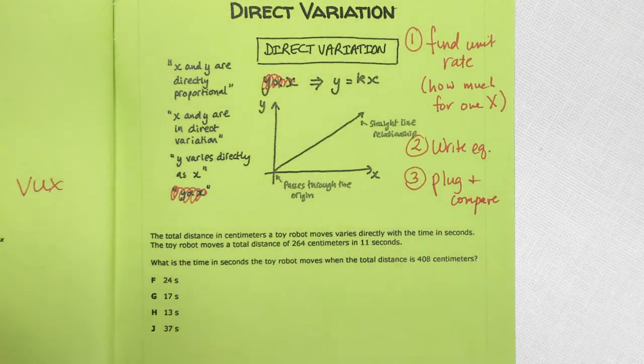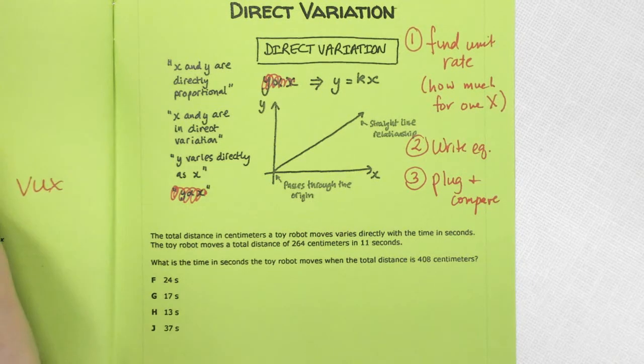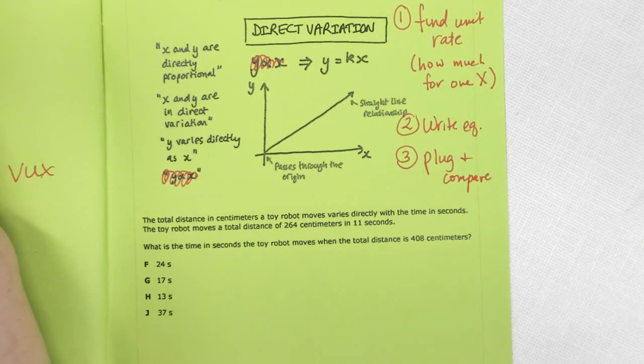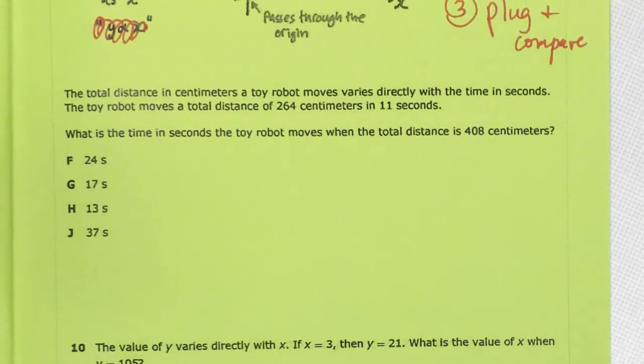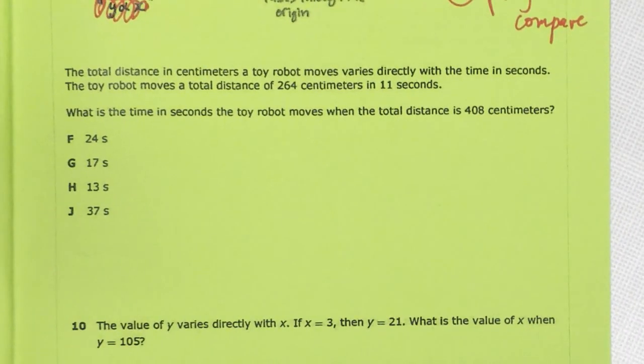When they say direct variation, when they say varies directly, that makes the equation even easier because literally it doesn't have a b. So all we got to do is find the slope, y equals mx, or y equals kx in this case. Okay, let's take a look at this first problem. It says the total distance in centimeters a toy robot moves varies directly with the time in seconds. The toy robot moves a total distance of 264 centimeters in 11 seconds. What's the time in seconds the toy robot moves when the total distance is 408 centimeters?